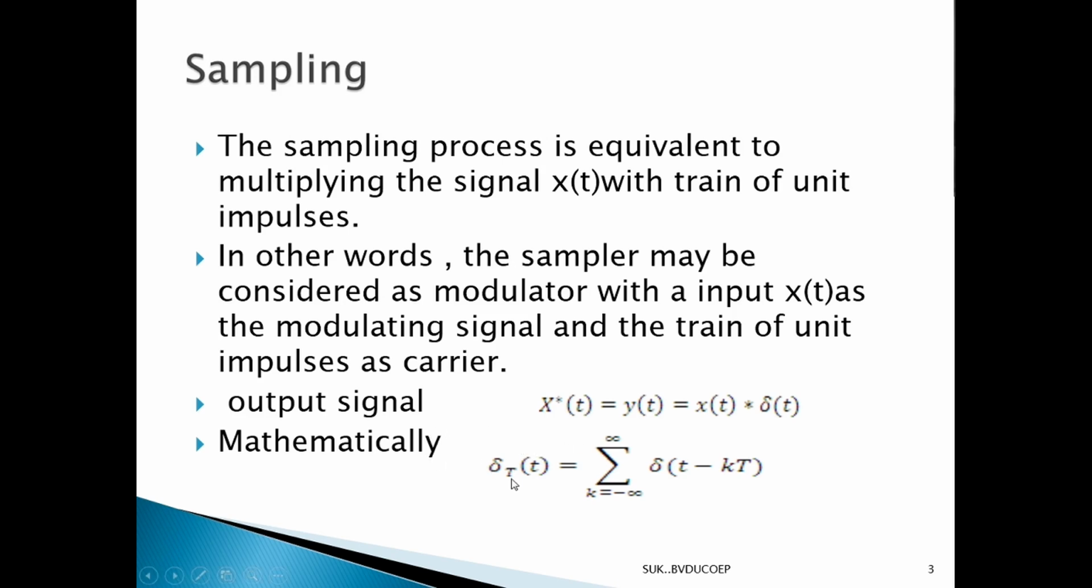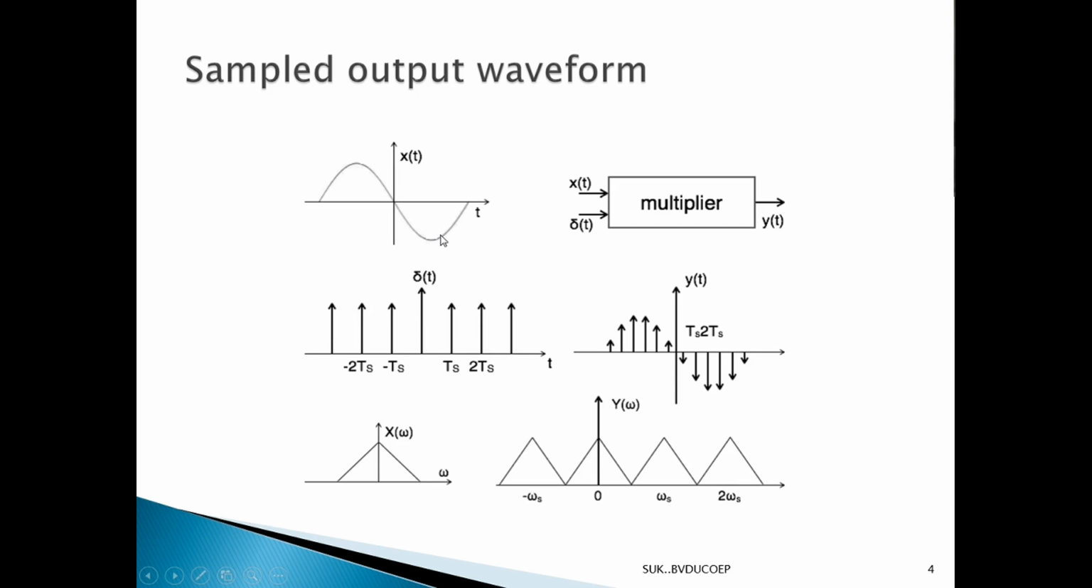Mathematically, delta(t) is the summation of the signals at different instants, k equal to minus infinity to plus infinity, delta(t minus kT), where k is the instant. So this is what the diagram shows: x(t) into delta(t). x(t) is the analog signal and delta(t) is the train of unit impulses, which at the sampling instant do not have any width. They are multiplied, and here the output is the sampled signal.